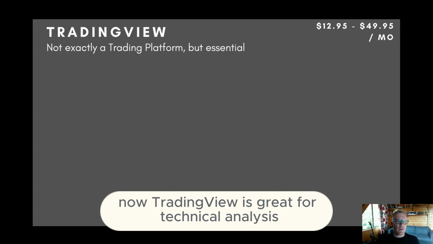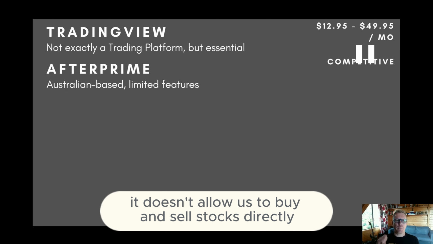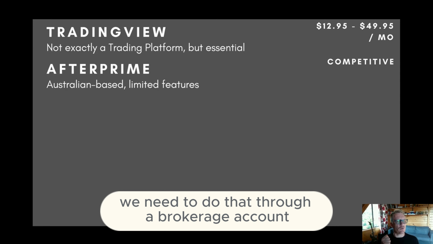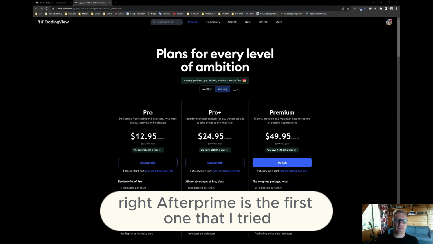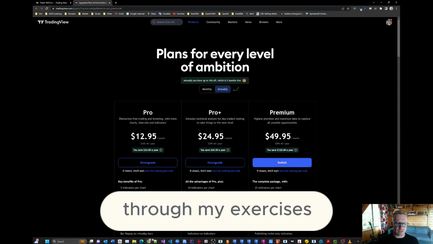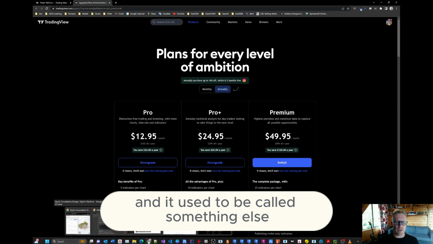Now, TradingView is great for technical analysis, but as I mentioned, it doesn't allow us to buy and sell stocks directly. We need to do that through a brokerage account. Right. Afterprime is the first one that I tried through my exercises, and it used to be called something else.